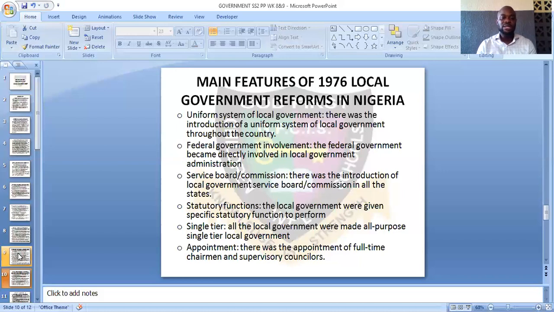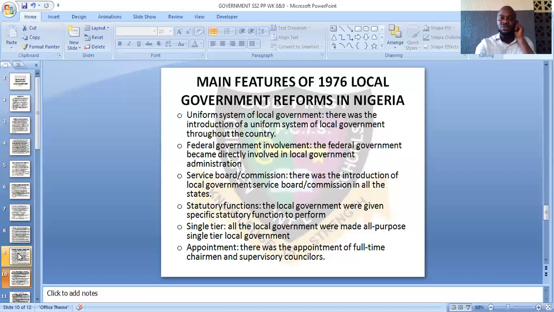Okay, and another feature of the local government reform in Nigeria happened to be appointment, whereby there was the appointment of a full-time chairman and supervisory councillors. That is, the chairman is seen as the executive council member, and the supervisory councillor is also seen as an executive, put in place to supervise certain projects being done in such a local area.